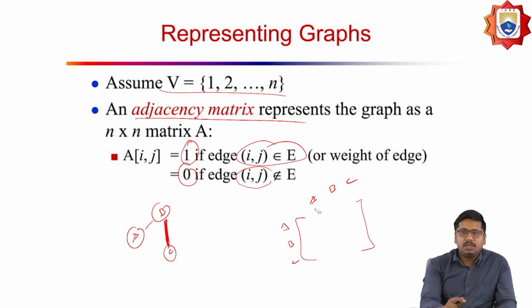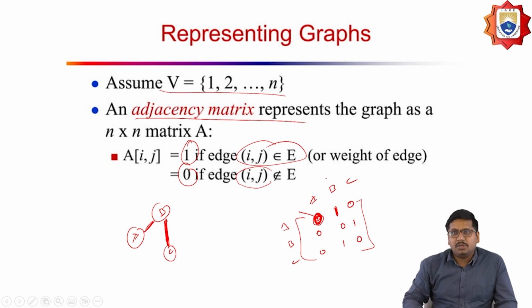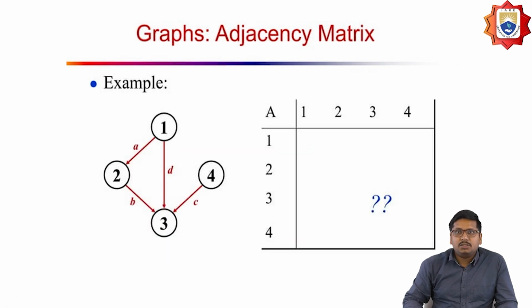In this case there is no self edge here, and there is an edge from A to B, so A to B should be 1, and where there is no edge, it should be 0. Similarly, from B to C I have an edge, so it should be 1, and C to B is 0. Like this we are going to fill this adjacency matrix. The value should be either 0 or 1, depending on whether there exists an edge between them. So let us consider this is the graph I am going to have.